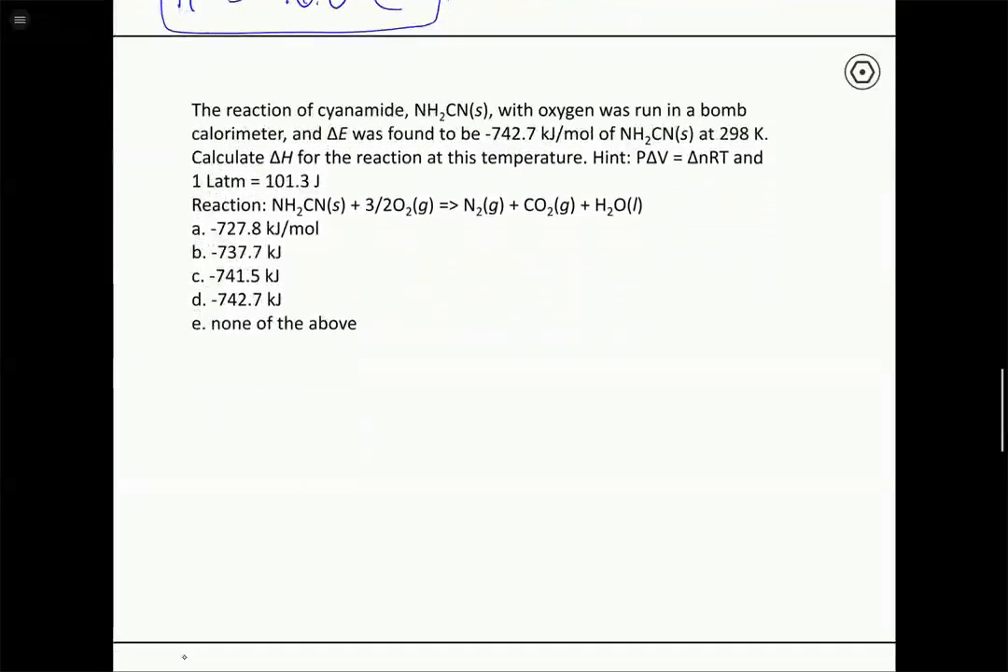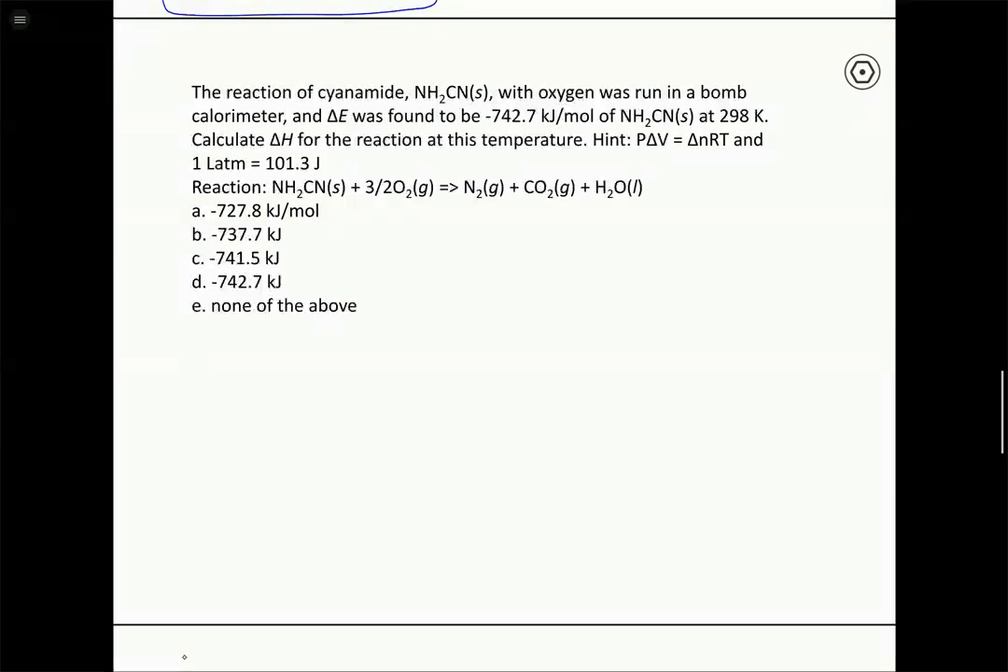Alright, so then finally this next question here is sort of a transition into one of the major topics in this chapter, which is enthalpy change, delta H. This one deals with the relationship between delta E and delta H. So we have a reaction here, and we find delta E is minus 742.7, and we want to calculate delta H for the reaction at this temperature.